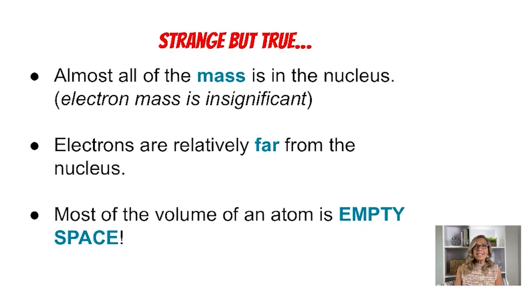So what are the big ideas that you need to know about the structure of an atom? First of all, where is the mass? It's in the nucleus. The protons and the neutrons are relatively all of the mass of an atom. The mass of the electrons is insignificant, but the electrons give most of the volume of an atom, okay? Because most of the volume of an atom is empty space.